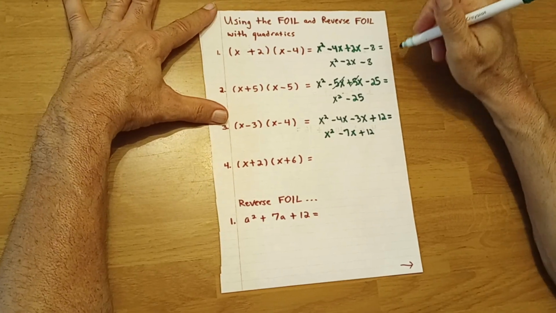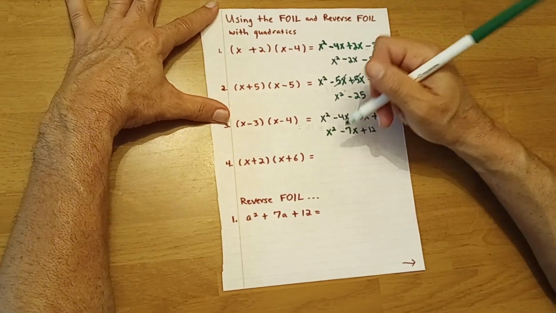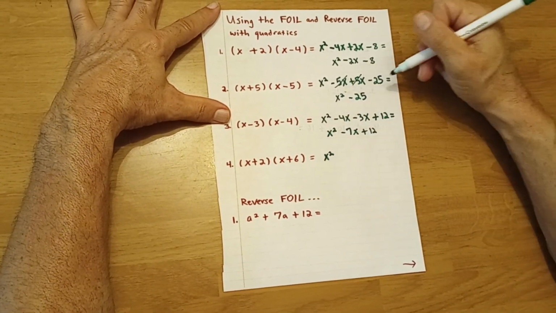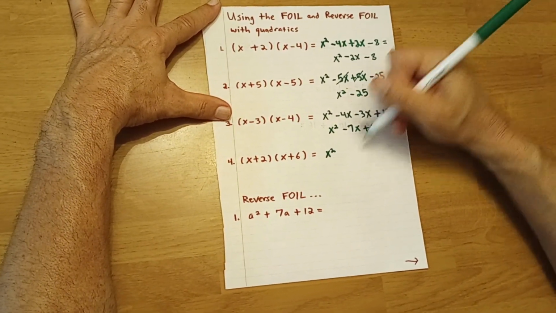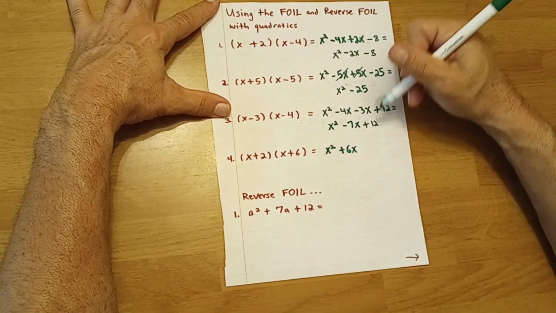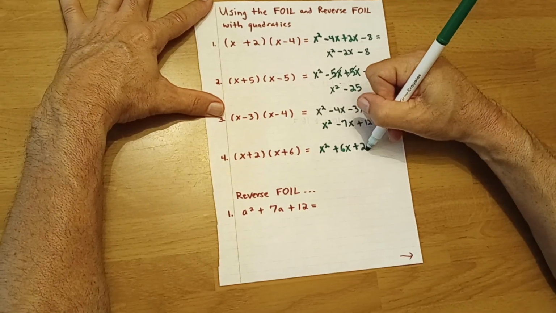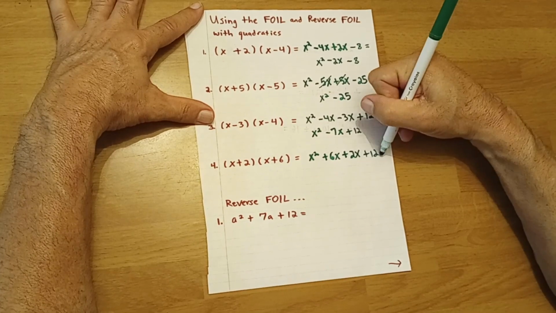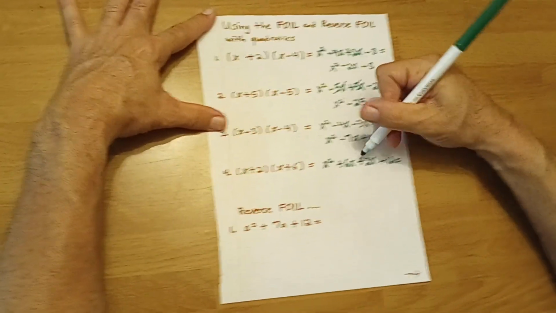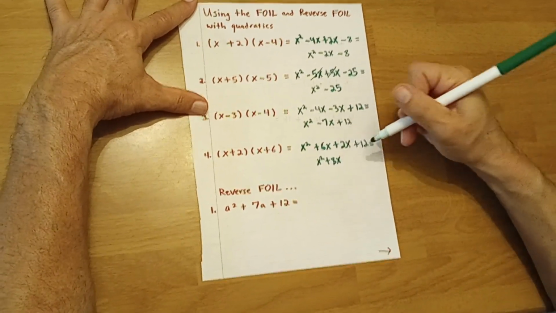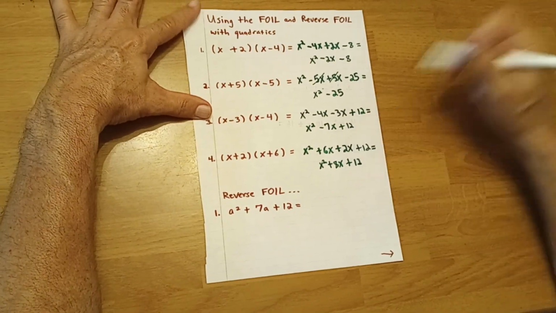Okay, last one here, x plus 2 times x plus 6. First, x times x, x squared. Outside, x times 6 plus 6x. Inside, 2 times x plus 2x. Last, 2 times 6 is 12. We combine our outside and inside terms, our like terms, and we get 8x. Therefore, we end up with x squared plus 8x plus 12.